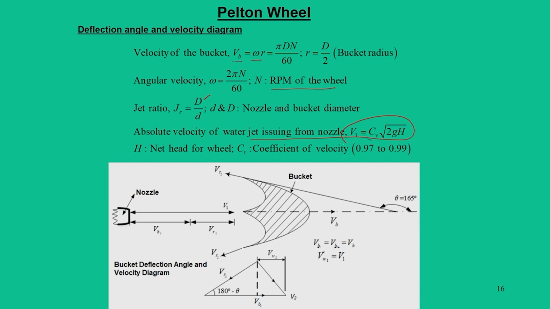Here Cv is the coefficient of velocity, because as you see, a relative velocity exists between inlet and outlet, that is a loss coefficient. That loss coefficient is accounted for in this range. So, this is the standard expression by which V1 is calculated.